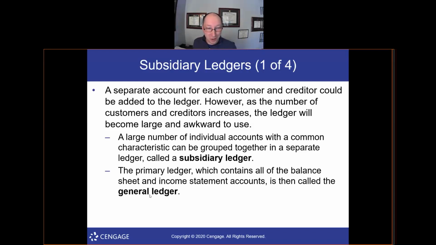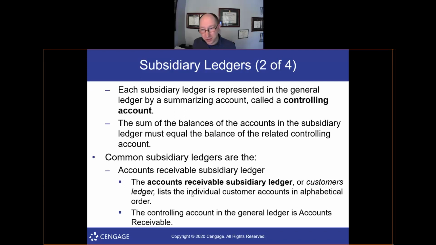The primary ledger that contains all the information on the balance sheet and income statement accounts is called the general ledger. These are just terminology. Yeah? Each subsidiary ledger represented on the general ledger is called the controlling account. It's just names that you need to know. It's in the glossary, but it's good to know these types of names, because just like we said earlier, accounting is a language of business. So there's a ton of different terminology that you kind of need to know.